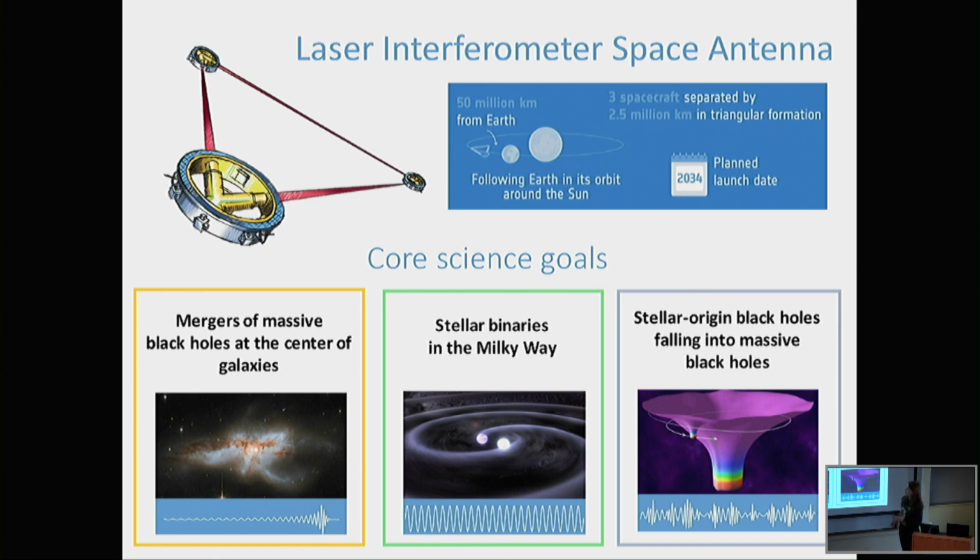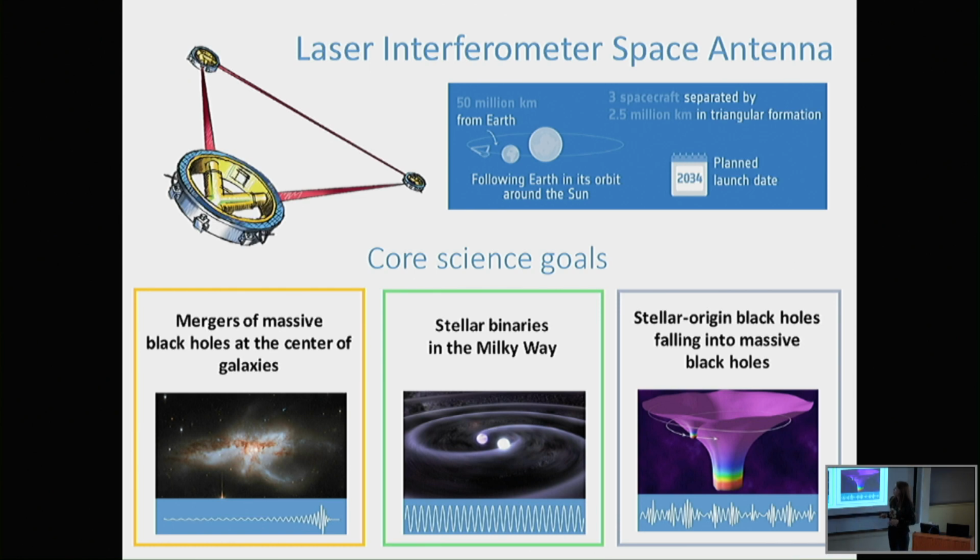The major core science goals for LISA are observing mergers of massive black holes that are hiding in the center of galaxies, and this will be possible with gravitational waves all across the universe, from our galaxy down to almost the Big Bang. But also observing stellar-origin black holes that are falling into massive black holes, and we can use these sources to map the space-time around supermassive black holes, using the stellar-mass one as a point particle.